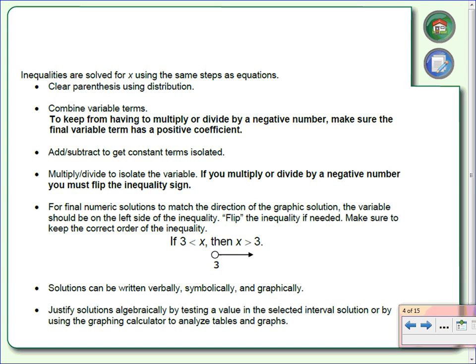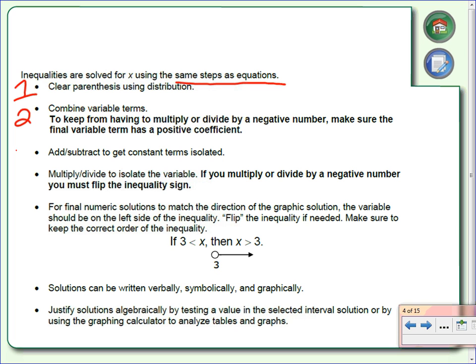First of all, you notice up at the top it says that inequalities are solved for x using the same steps as equations. So this is why I said if you can solve equations, you can solve inequalities. Notice the first thing, step number 1 over here, is to clear your parentheses with distributive property. Just like we do with equations, we use distributive property first. Second thing, step 2, combine variables or combine like terms.